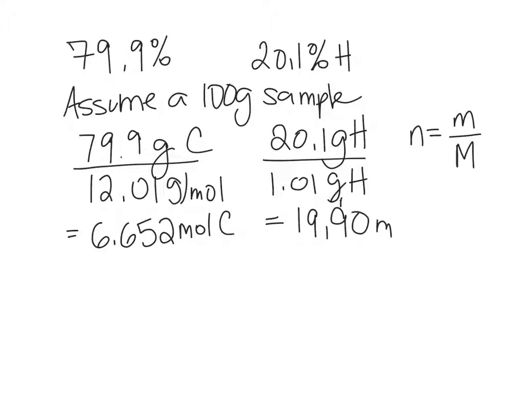All right. Which one of those is smaller? Take that small number and divide it into both of those moles, and we will get a ratio for each of these elements.